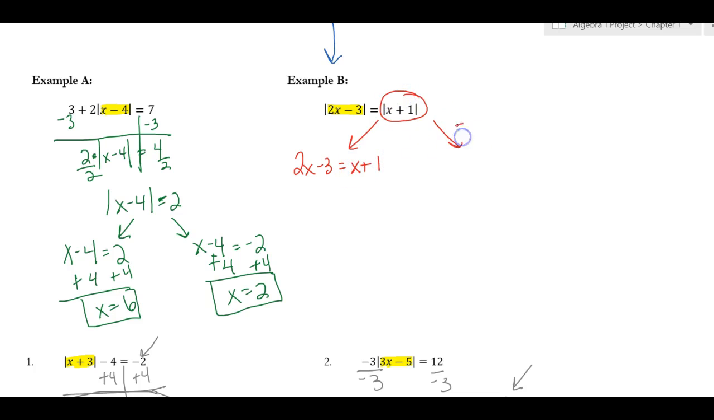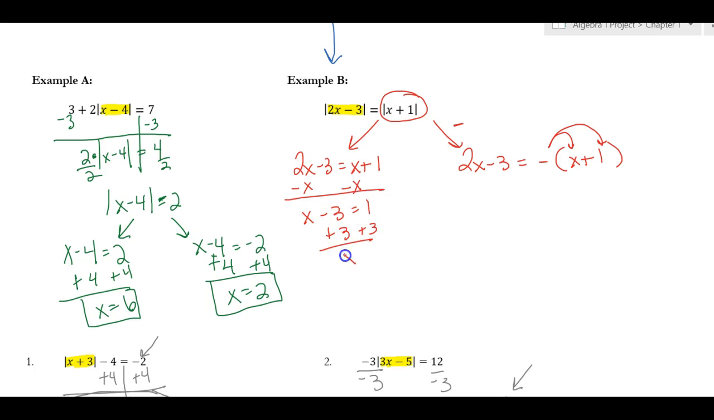The second equation, remember, I'm supposed to make the answer negative, but look how I make it negative. I have to put a negative in the parentheses outside of it because I'm supposed to change both of them. So when I distribute that negative, it'll change both. So let's go ahead and solve this one. So I minus x on both sides. X minus 3 is 1. Add 3 on both sides, so x is 4.